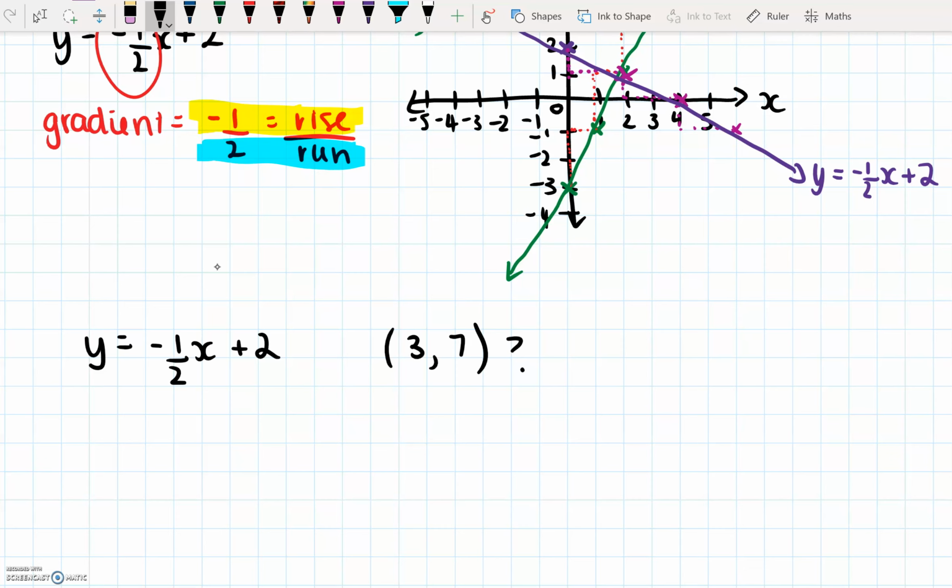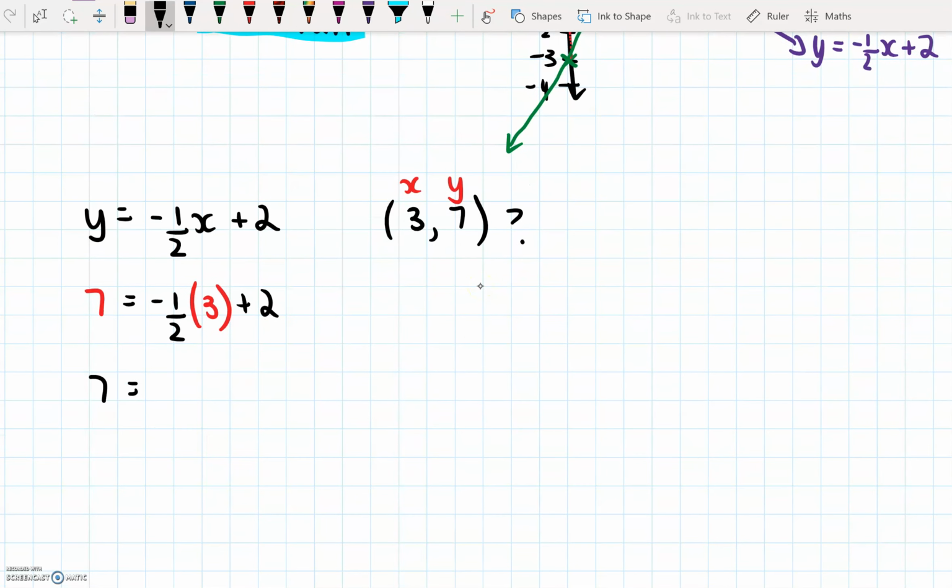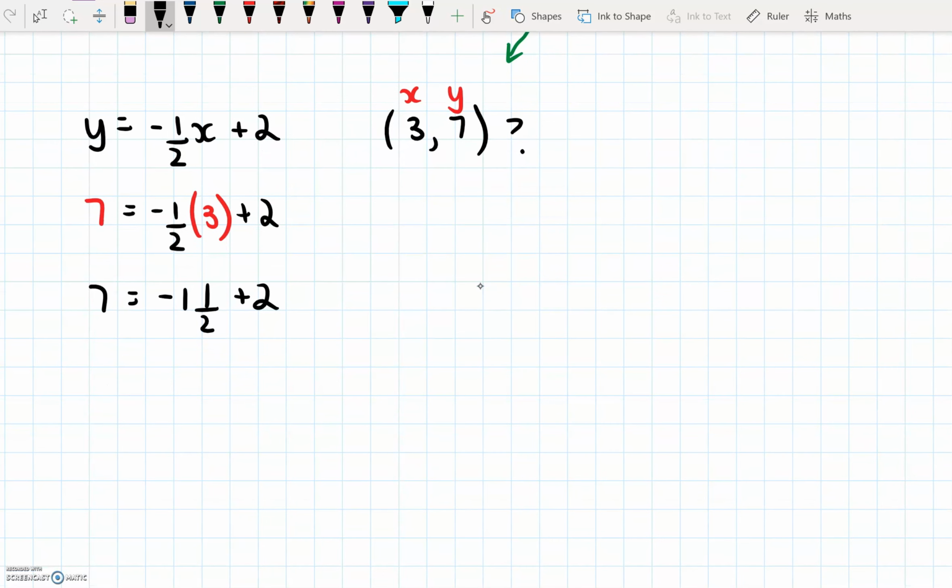Well, we know that here we have an x and a y, so we're going to substitute that in. Instead of y, we're going to write 7 equals minus a half, and then our x was 3, so times 3, plus 2. Then we just need to simplify this and see if it works out. Minus a half of 3: half of 3 is 1.5, so minus 1.5 plus 2. You can already see it's not going to be correct. 7 is equal to minus 1.5 plus 2, which gives us a half.